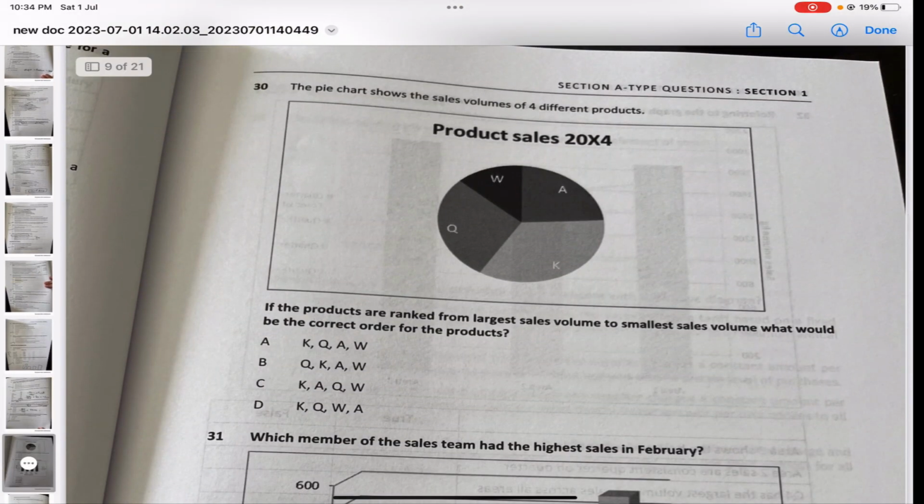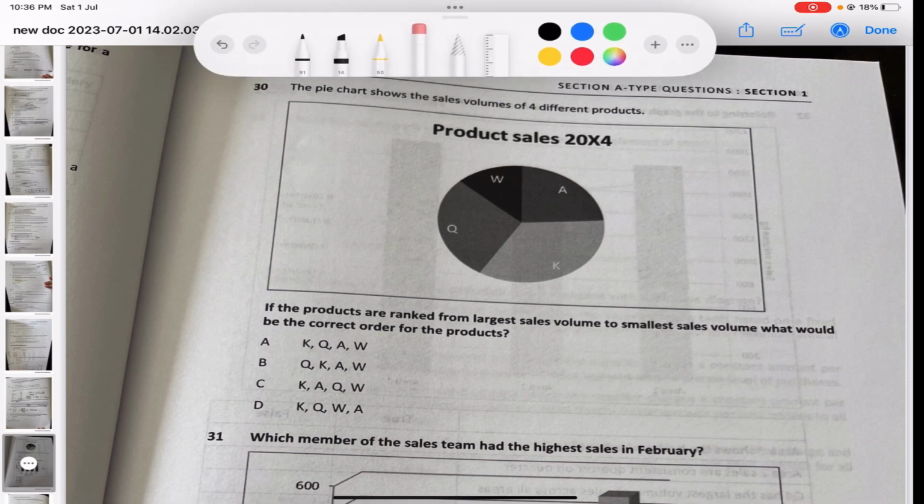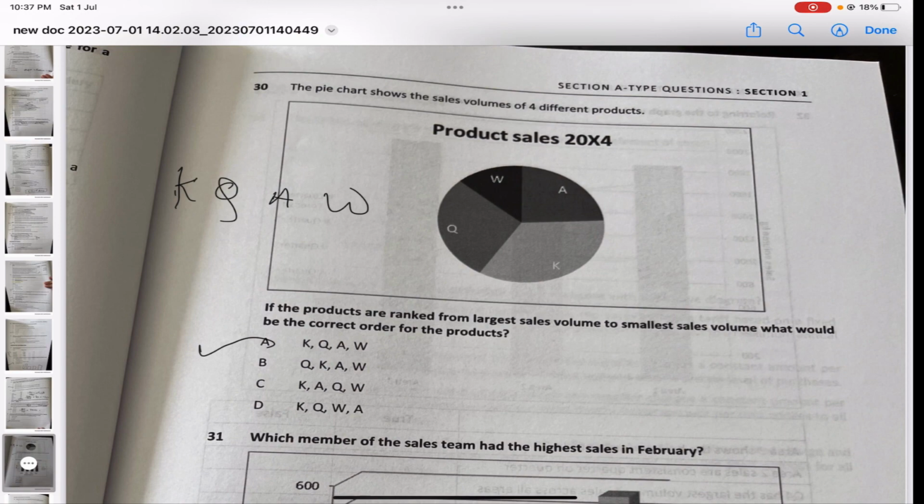Okay, so the pie chart shows the sales volume of 4 different products. So these are the 4 different products. If the products are ranked from the largest sales volume to the lowest, how will it be? Obviously we can see that K is the largest, followed by Q, then A, and W. So this is the order in which they are ranked. So my question number was 30, right? So the answer is obviously A.